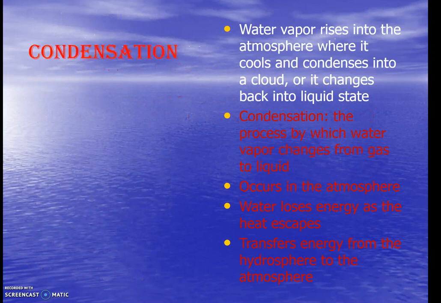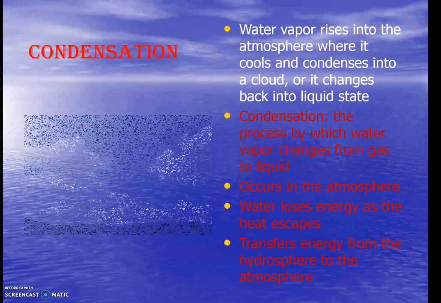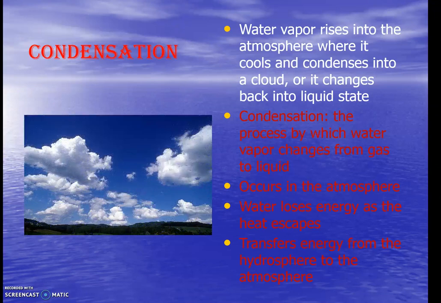Next, we're going to talk about condensation. Water vapor rises into the atmosphere where it cools and condenses into a cloud, which is changing it back into a liquid state. So these clouds here are actually liquid water. Condensation is the process by which water vapor changes from a gas to a liquid. This occurs all in the atmosphere, and the water loses energy as the heat escapes. This transfers energy from the hydrosphere to the atmosphere, because as that heat escapes, the energy that once used to be in the hydrosphere is now heat in the atmosphere.